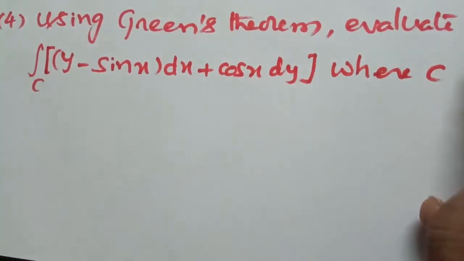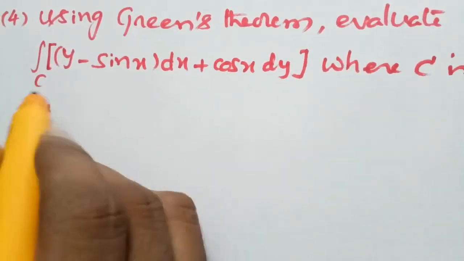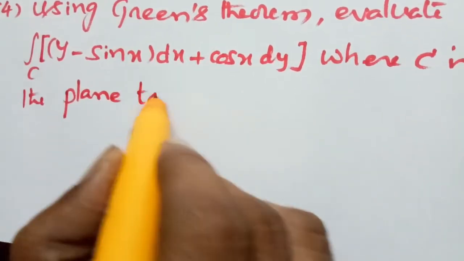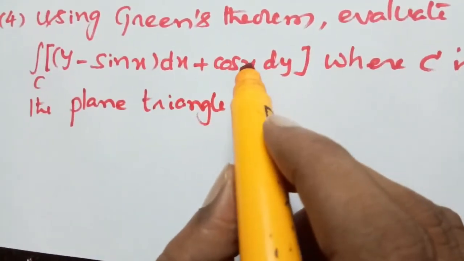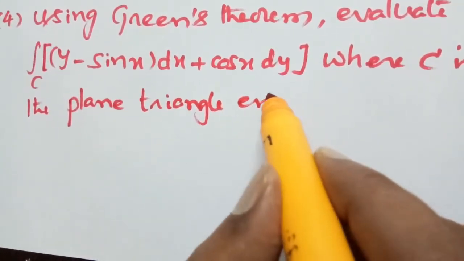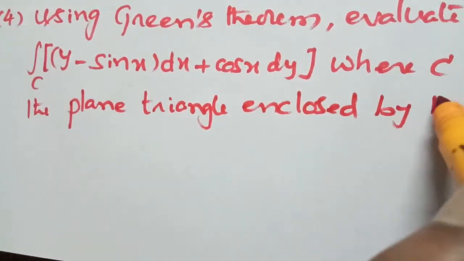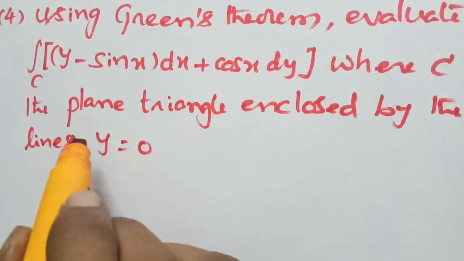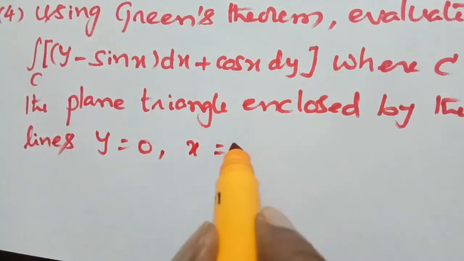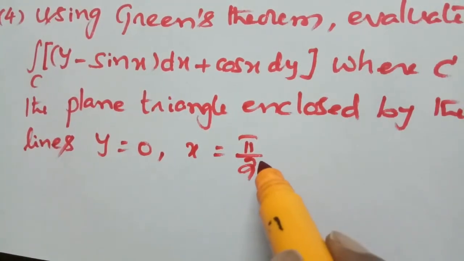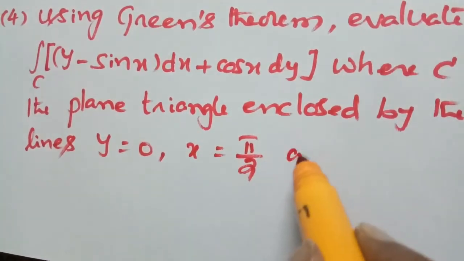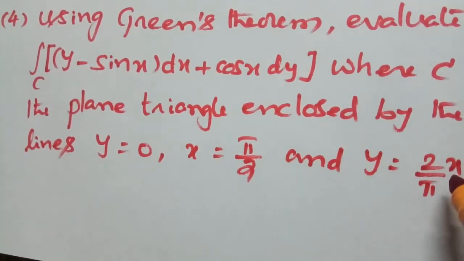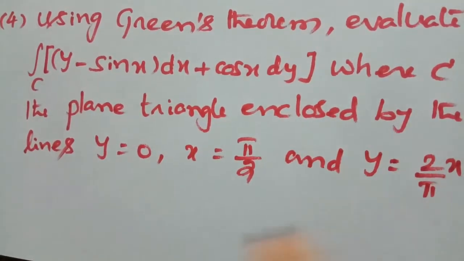where C is the plane triangle enclosed by the lines y equal to 0, that is x-axis, x is equal to pi by 2, that is the line parallel to y-axis, and y is equal to 2 by pi x, straight line passing through the origin, slope is 2 by pi.